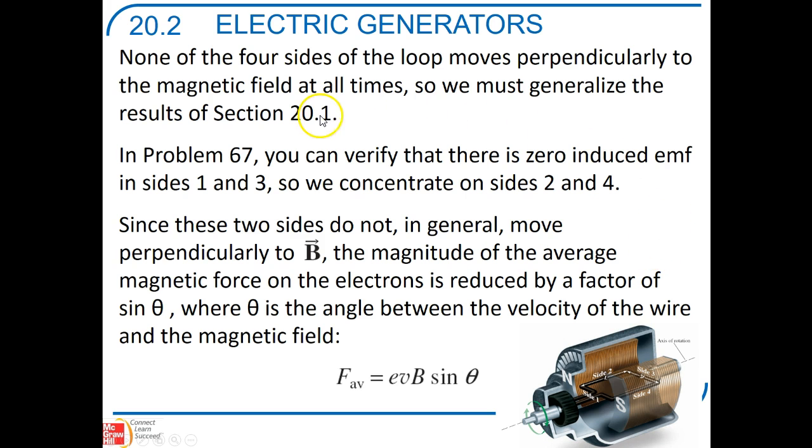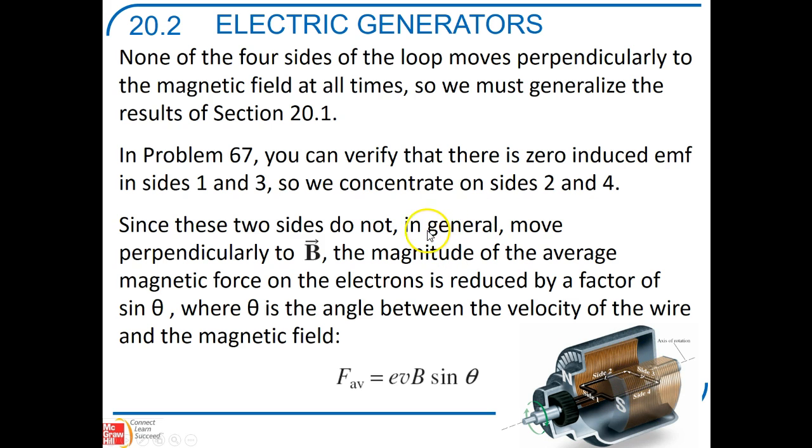So in order to do this, you'll see that side 1, side 2, side 3, and side 4 are here. None of the 4 sides of the loop move perpendicularly to the magnetic field at all times. So we're going to have to generalize the results that we had in that first section. In problem 67, which I don't think we're going to do, we could verify there's 0 EMF in sides 1 and 3. So we're really going to just concentrate on 2 and 4. You'll notice that the magnetic field lines are parallel to sides 1 and 3, and then they're perpendicular to 2 and 4. So we're really going to focus on sides 2 and 4.